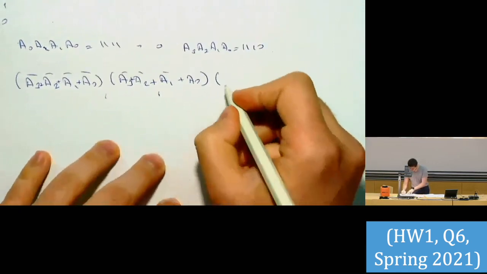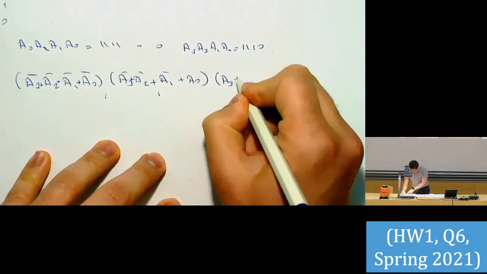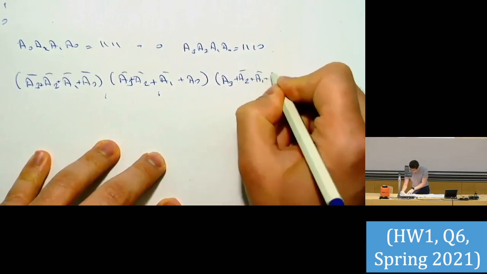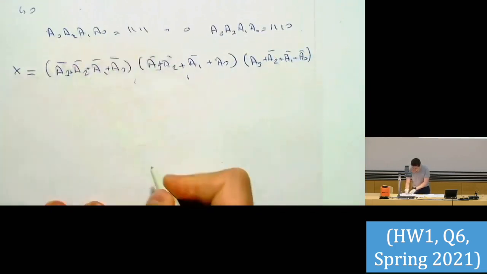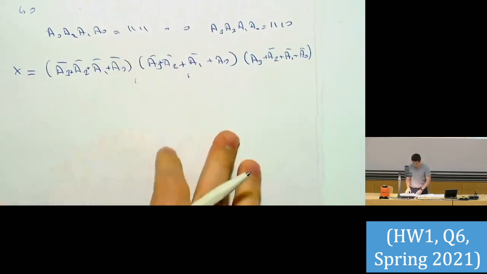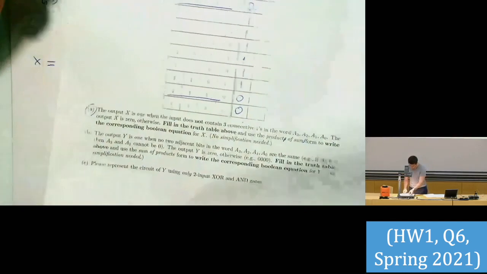Hopefully you understood the logic here. So it will be A3, A2, A1, and A0 with the appropriate complements. Okay? And those are ANDed, and this is X, and this X will be zero if one of these terms is zero, basically. So this is the solution for A.